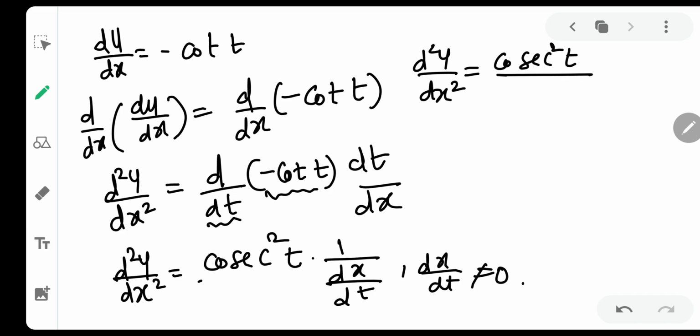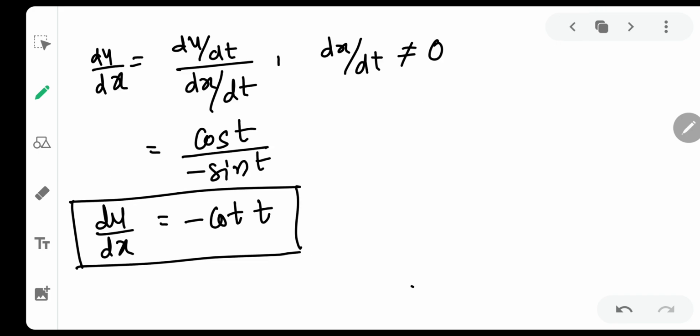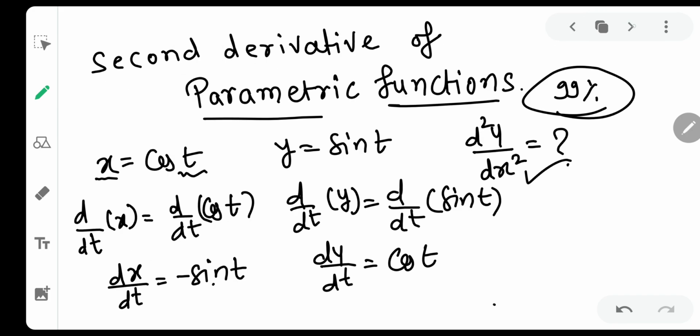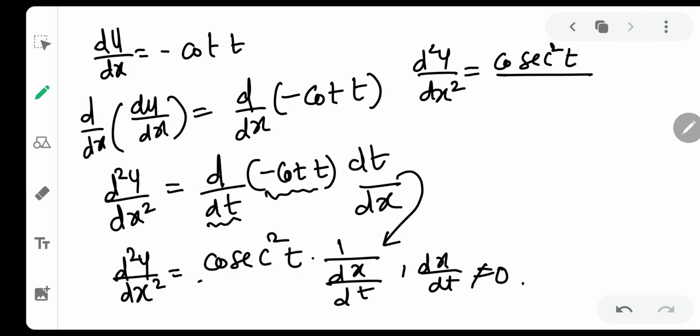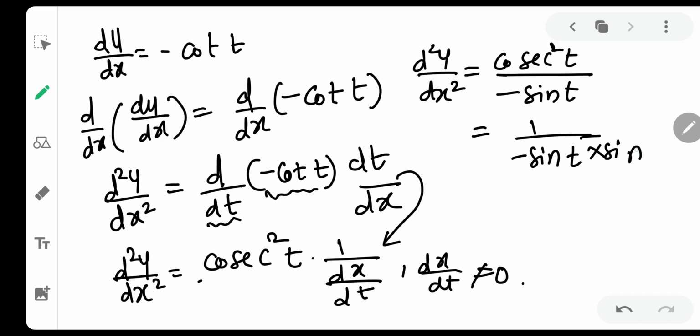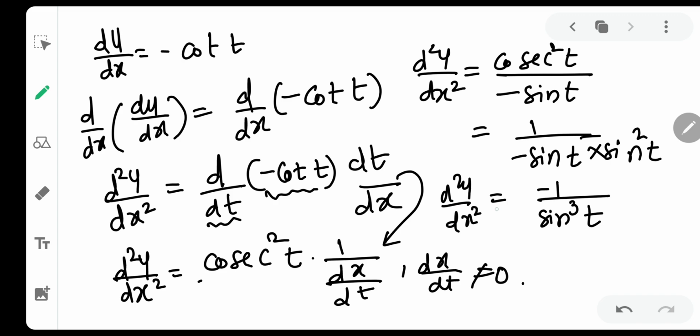All I need in life now is dx by dt, because dt by dx was equal to 1 by dx by dt. Now what is dx by dt? Let us see. It was simply minus sin t. Very nice. So I will write down minus sin t. Okay. So I can bring the cosec square t down. So 1 by minus sin t into 1 upon sin square t. And this is how I got the double derivative or second order derivative of y with respect to x: minus 1 upon sin cube t. That was my d2y by dx square. Let me box it. Very important concept.